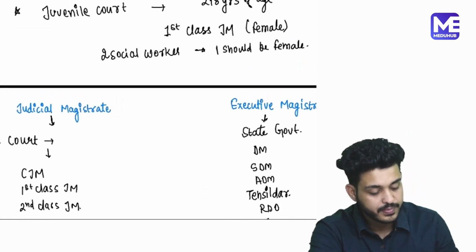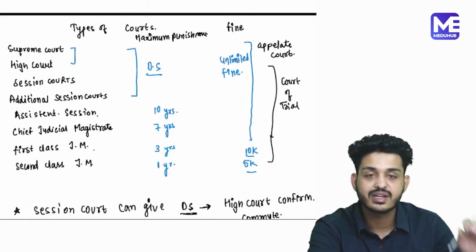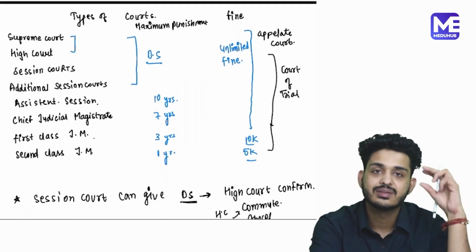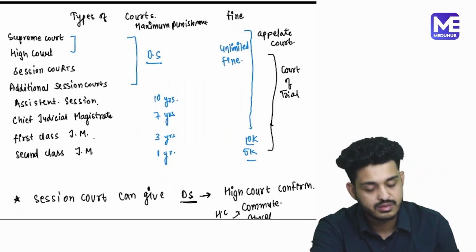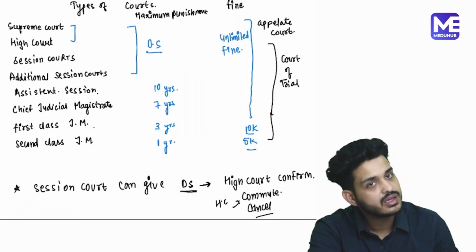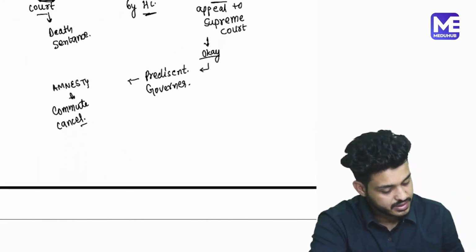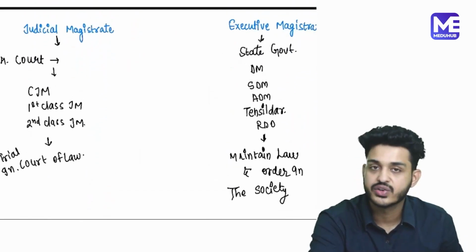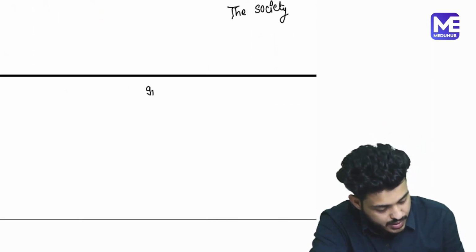No doubts. So what we have seen till now, let's recap one by one before we move forward. What are the different kinds of courts we have seen? What are the judicial magistrates, what are the executive magistrates? What is the maximum punishment you can get? What is the maximum fine you will get? All these things I am telling you are questions. The appellate courts are the High Court and Supreme Court, and the rest are courts of trial. You need to remember these case scenarios, like the pregnant lady. Judicial magistrate done, executive magistrate done. Now let's talk about the inquest.